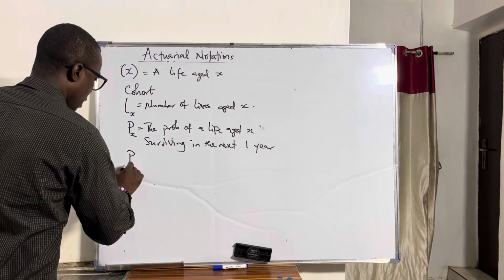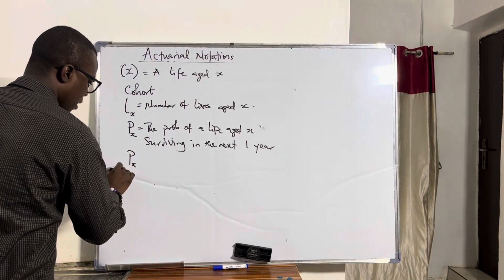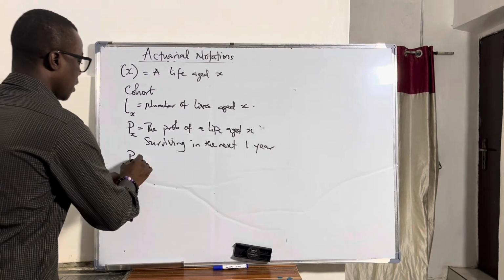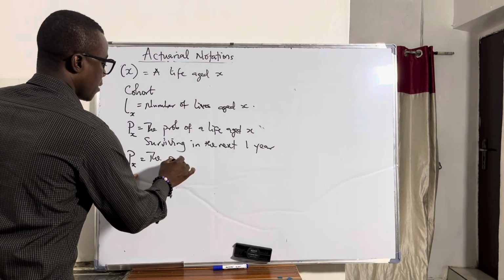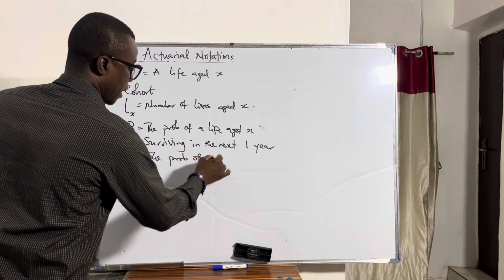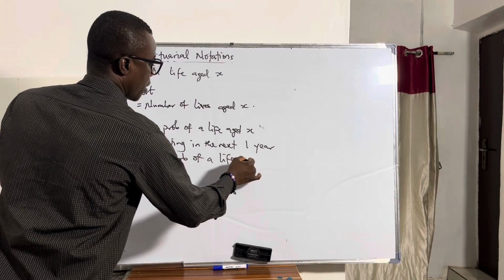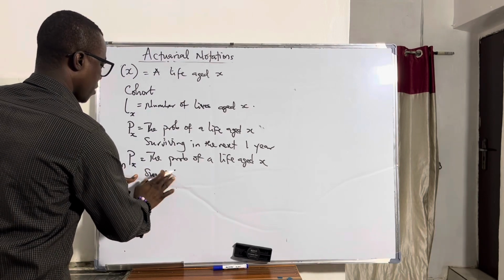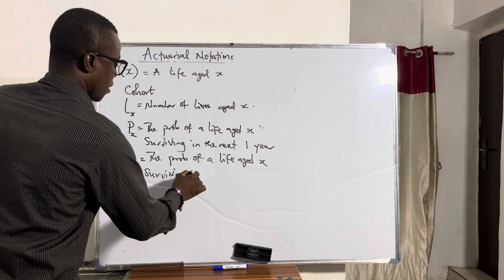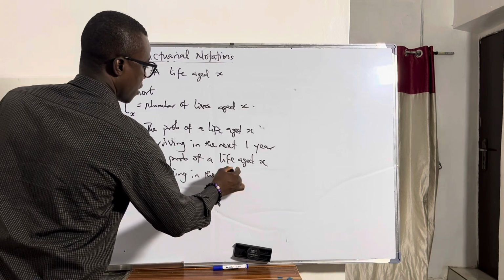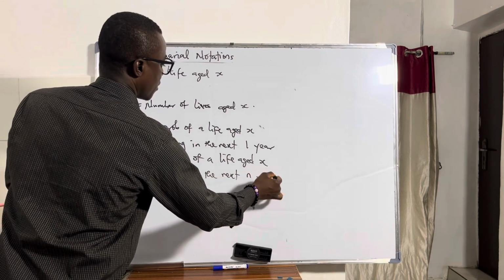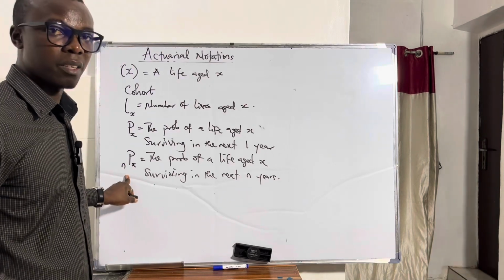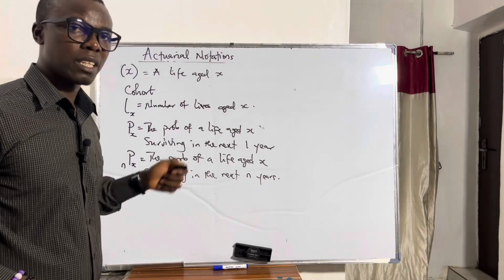So I'm going to say p subscript x, and then behind it, subscript n. What does this simply mean? It means the probability of a life aged x surviving in the next n years. Now, this is very important. But let's talk about this a little.